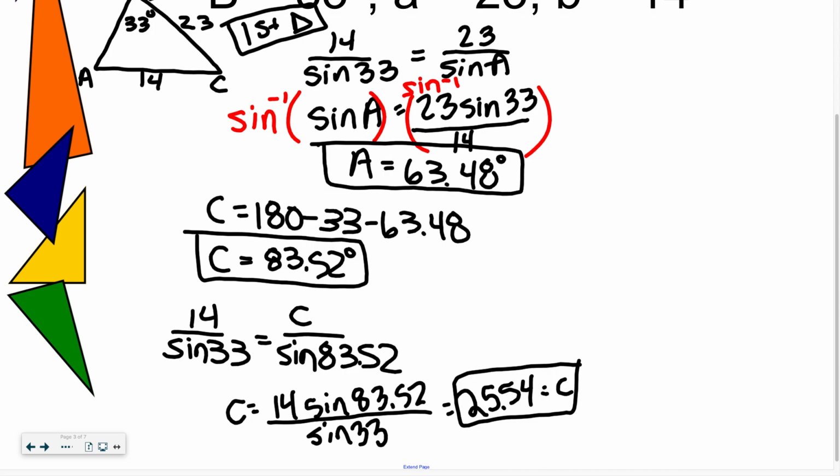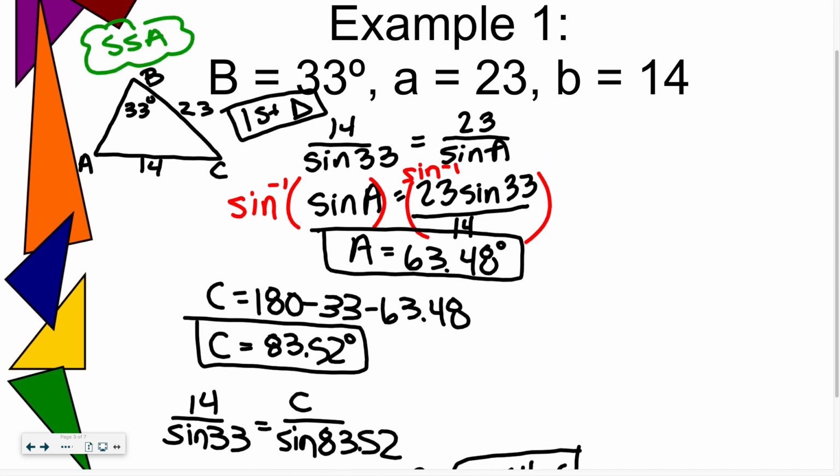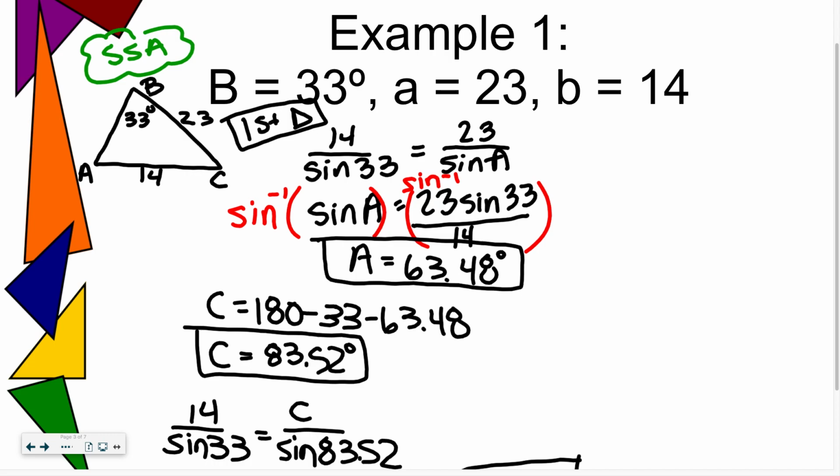I might check my angles and sides. Remember, that's always a good idea. So I think my biggest angle was angle C, 83.52, and it is across from my largest side, 25.54. My medium angle was angle A, 63.48, and it's across from my medium side, 23. And my smallest angle, 33, is across from my smallest side, so I'm feeling pretty good about that. Are we okay so far?